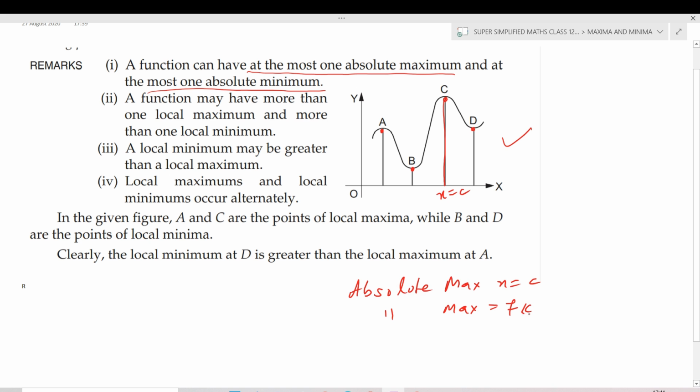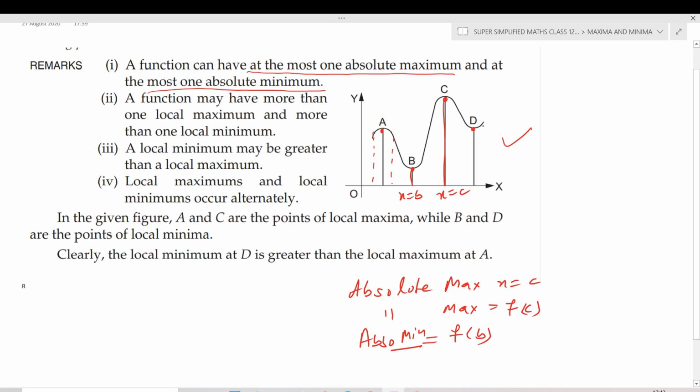Similarly, at the point x equal to b, the height of the function is smallest, and therefore we can say absolute minimum occurs at the point x equal to b, and f(b) is the point of absolute minimum. Whereas now you can see, students, that A is also a point of maxima, but A is a point of maxima in its neighborhood. If you consider the small neighborhood of A, there A has got maximum value.